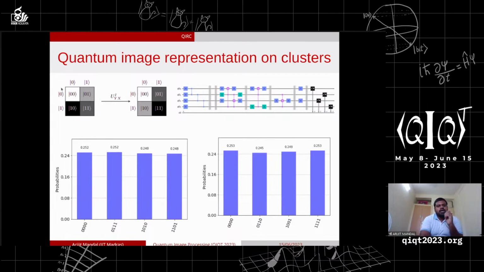So this is the initial cluster state, and this is the image that you want to represent. To go from this to this, you need to use this quantum circuit. You can see that there are multi-control Z operations performed, and using those operations we can represent these images. So you can look at the histogram plot. This is the histogram for the original cluster state, and this is the histogram for the image that you want to represent.